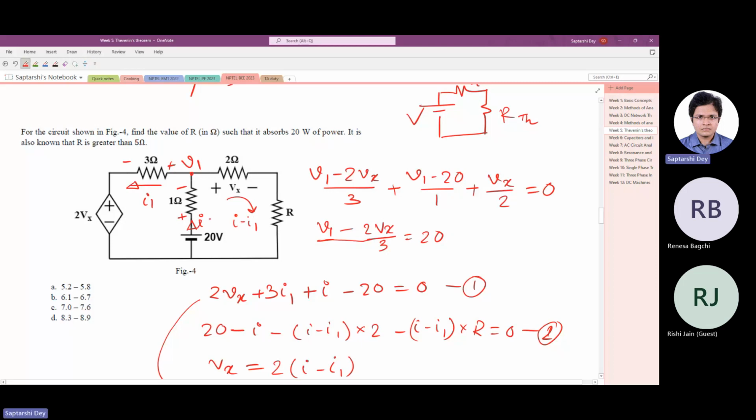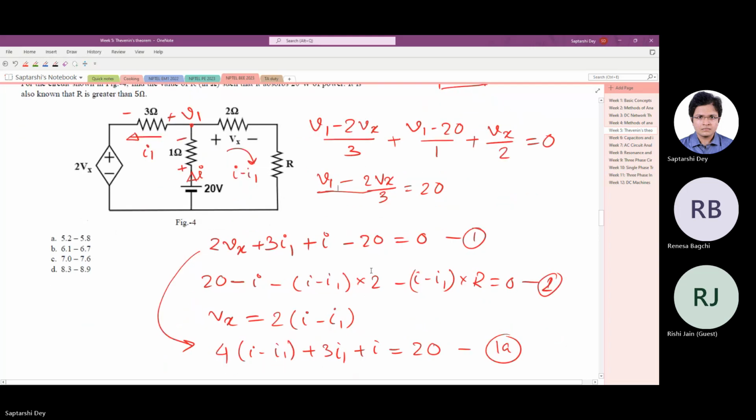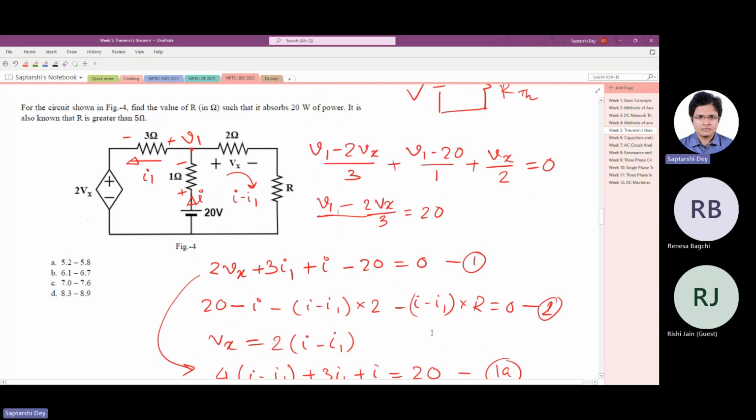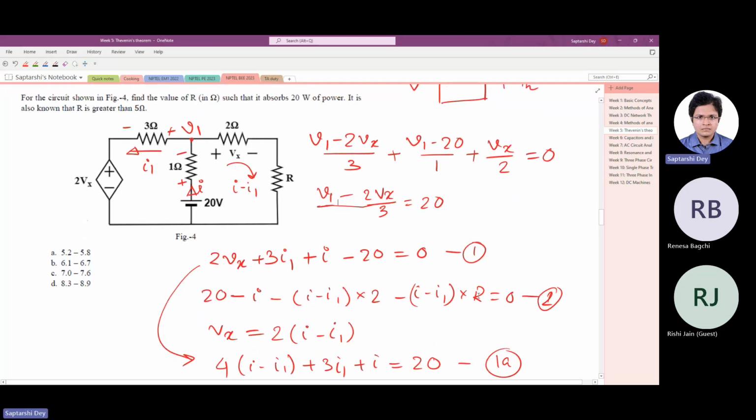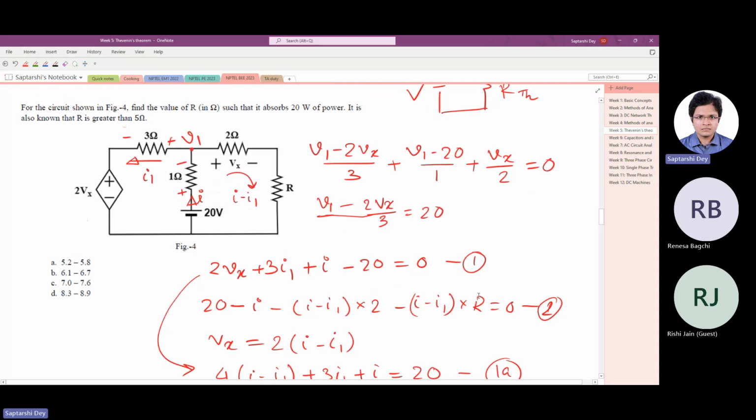This 20, you said this is the source voltage 20, Renessa? Yes, sir. Voltage by resistance cannot be voltage, right? Rishi, can you quickly solve this? Oh, there is one R also. We cannot solve. We have to find something. Find the value of R such that it absorbs 20 watt of power.